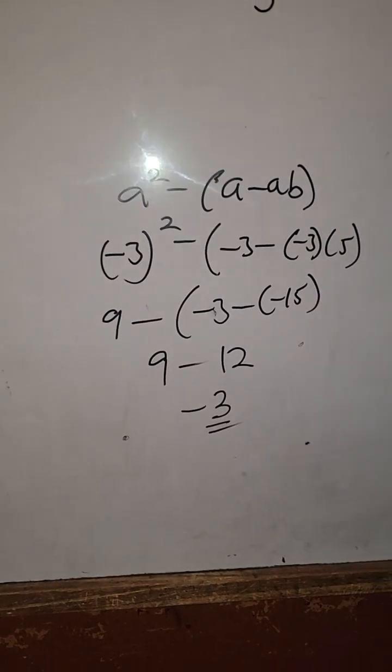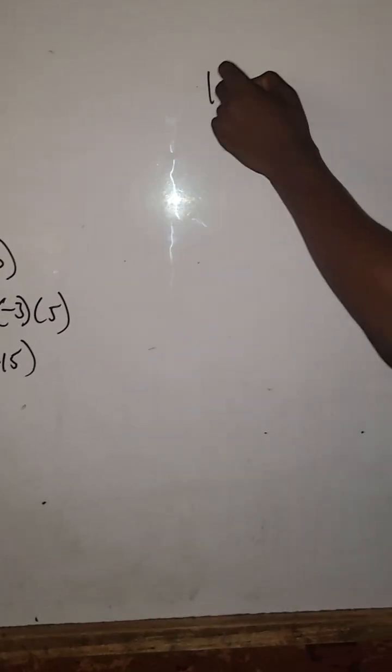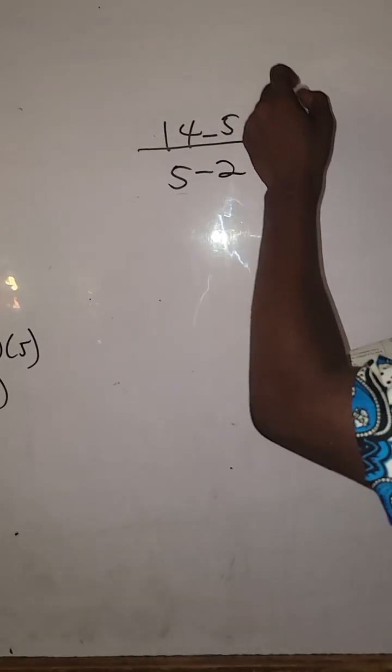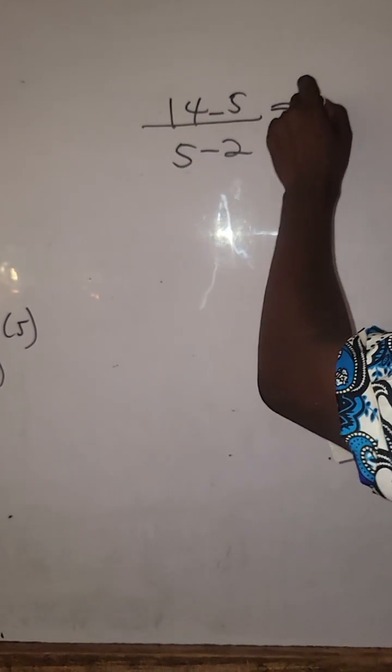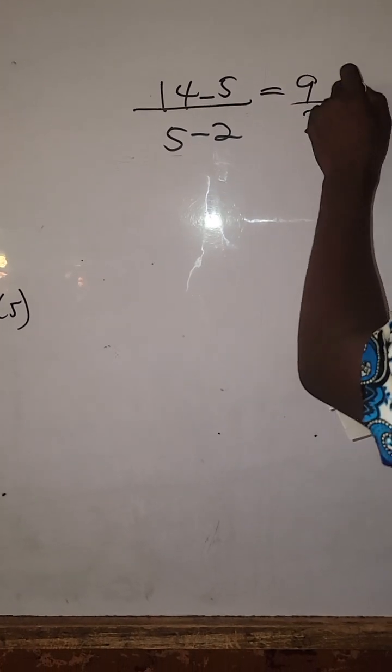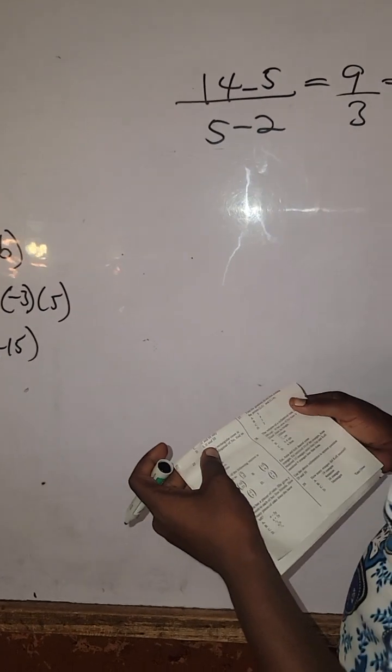27. Find the gradient of the line joining the points (2, 5) and (5, 14). Y2, 14 minus Y1, 5, out of 5 minus 2. Right? So in that case, you're going to have 9 out of 3, and that is 3. That's our gradient.